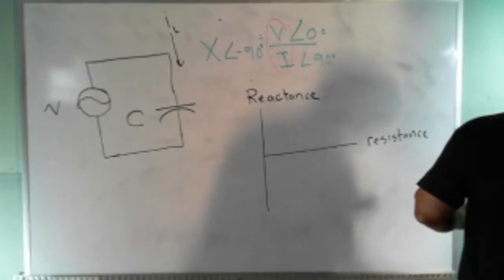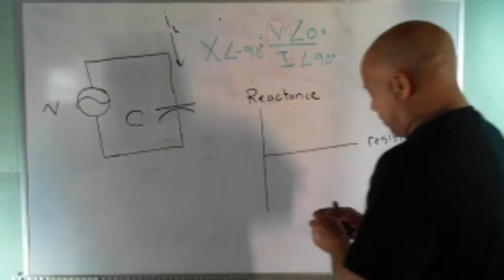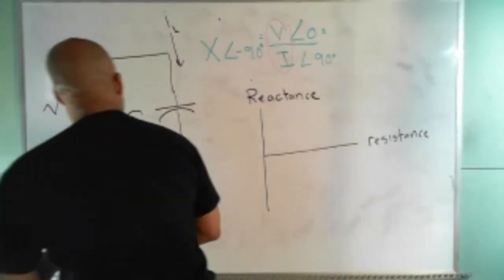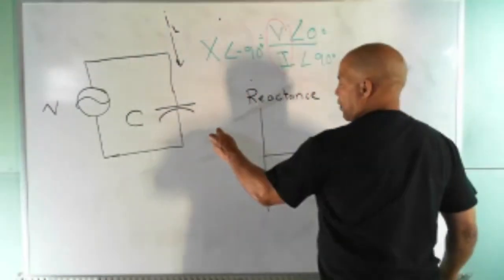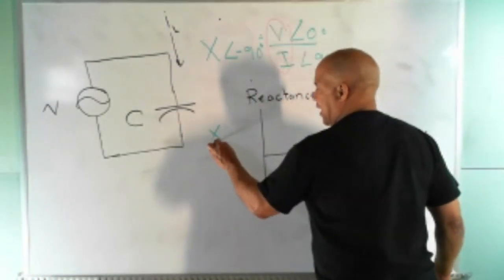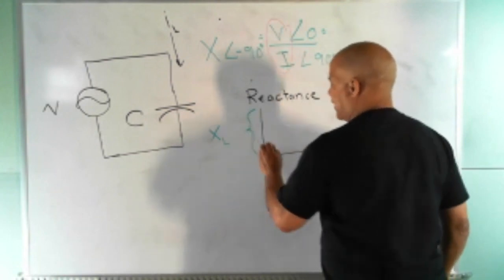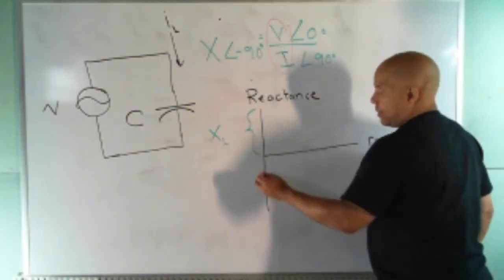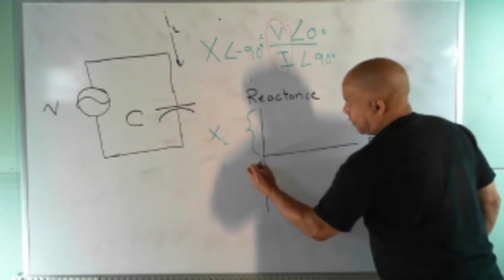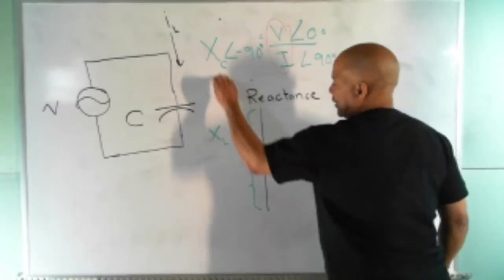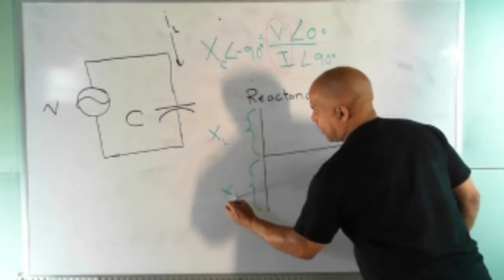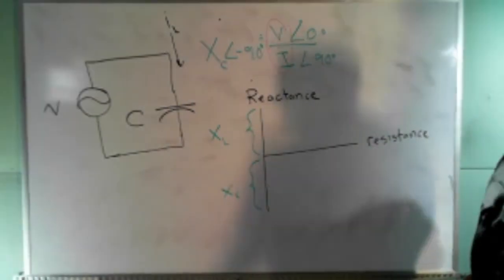And what I showed you before was that the reactance from an inductor, XL, is here because its phase is 90. And I just showed you here that the reactance from a capacitor, we'll call that XC, has an angle of minus 90.